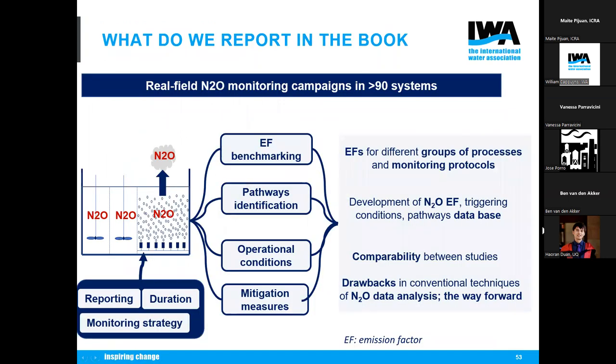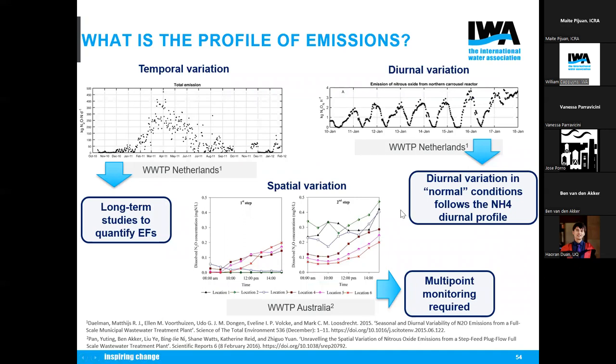But now let's see what we report in this new publication on process emissions. We have analyzed the quantified emission factors, triggering mechanisms, and mitigation measures in over 80 full-scale wastewater treatment systems. The taxonomy reported in the book considers the process type and wastewater treatment plant size, environmental and operational conditions, process control parameters, and efficiency indicators. We have also proposed mitigation measures for the reduction of high N2O risks and innovative data utilization methods based on the existing studies.